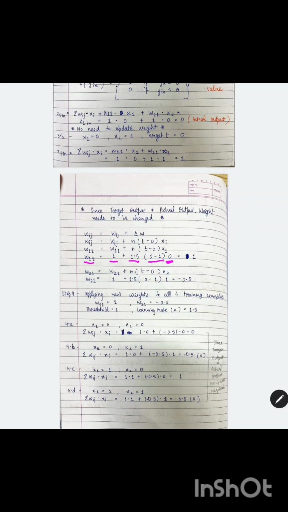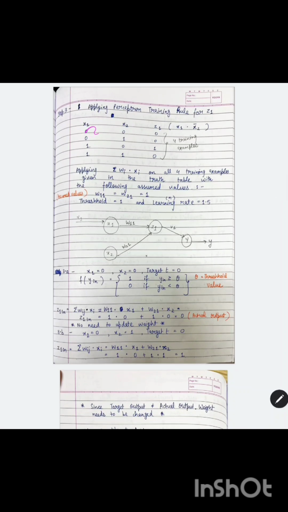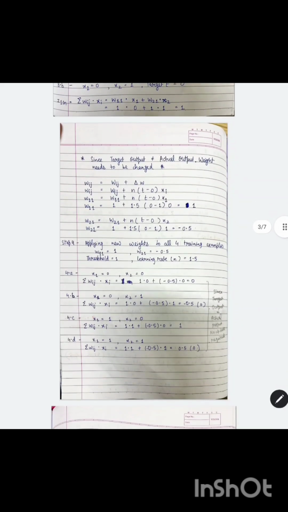Now why is x1 0? We have to take x1 as 0 because this is for the second training example, and in the second training example the value of x1 is 0. This is the value of x1 and this is the value of x2. Moving back to what we were doing, we got 1 plus 1.5 multiplied by 0 minus 1 multiplied by 0.